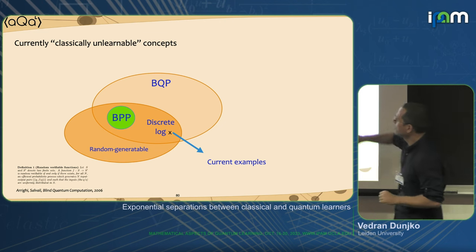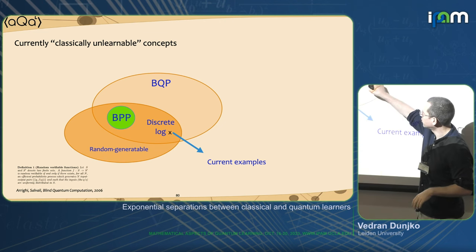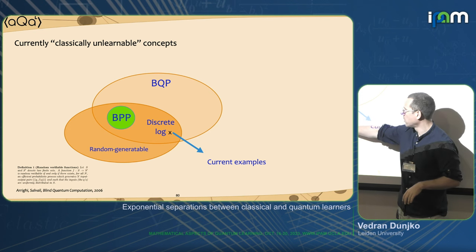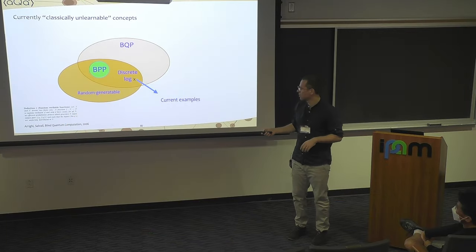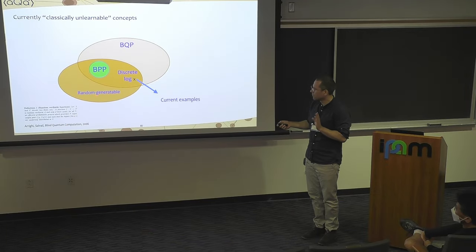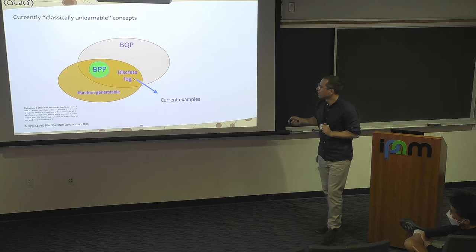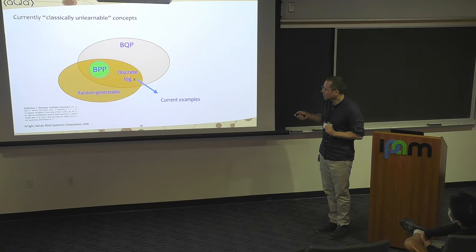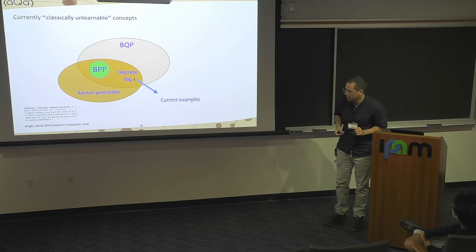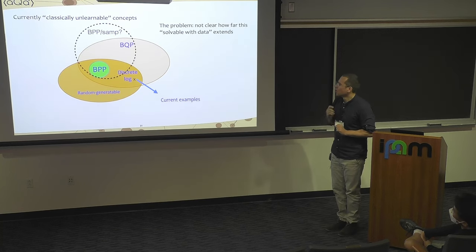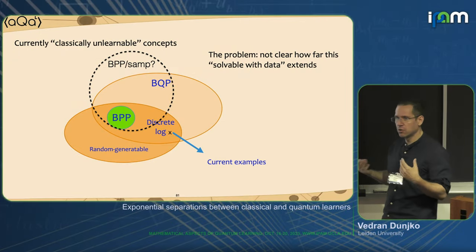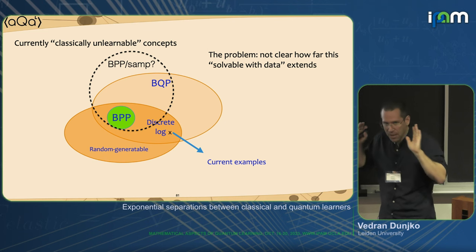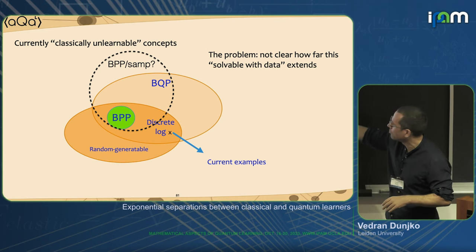So here's what we have. We have BQP. We have discrete logarithm, which is in the intersection of BQP and things which are random generatable. The correct terminology here would actually be random verifiable functions, from Marighi and Salvala from 2006, but for us it makes sense to call it random generatable. BPP is in here. Discrete log is in here. There are things which are not in BQP but are here, like things based around the graph isomorphism problem. Then there's BPP/SAMP, the things that classical computers can do with access to data. My main problem is that I don't know the relationship between BQP and BPP/SAMP.